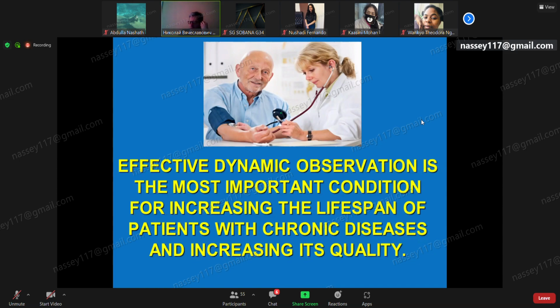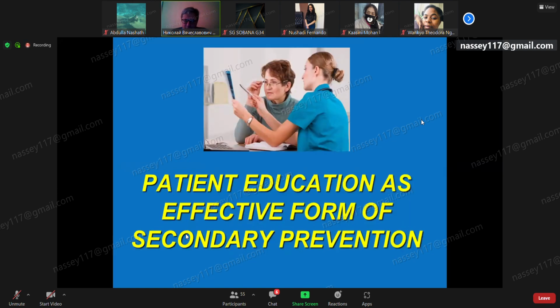So in your future practice, despite your specialty, you will provide this dynamic observation or secondary prevention. It's not the conclusion, excuse me, it's the conclusion for the first part. We should organize effective dynamic observation for them. And the last part, as I promised, will be devoted to patients' education as an effective form of secondary prevention.